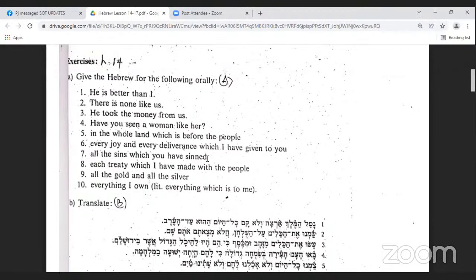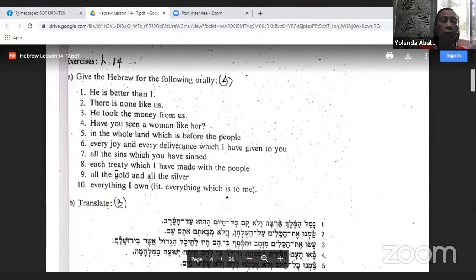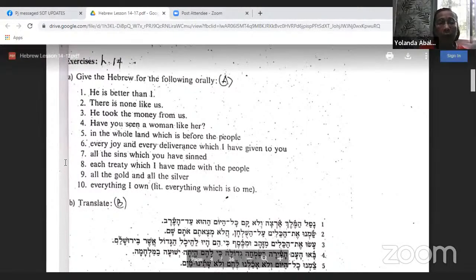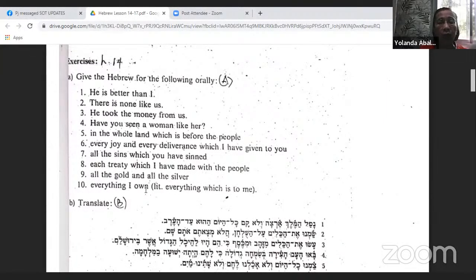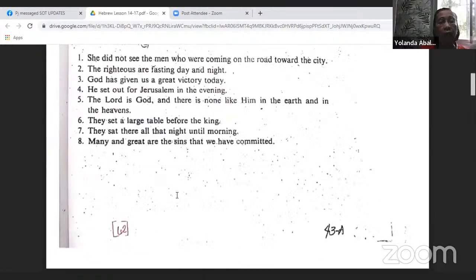Natandaan nyo yung kata at ang plural ng kata na sin ay kataot. It's treaty, karat, which I made with the people. All the gold and all the silver. Everything I own, literally everything which belongs to me. Yeah? Okay. So, saan na yun naroon? Eto tayo.